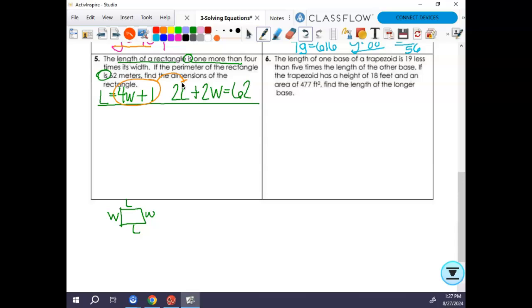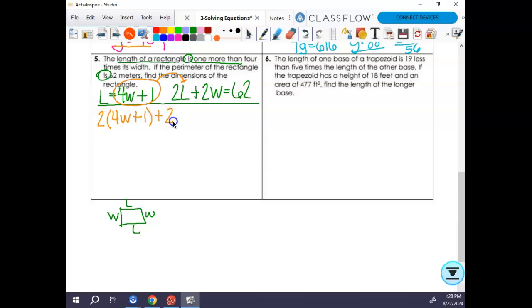So we're still just going to do substitution. This whole thing is equal to the length, right? So we're going to take that and substitute it in where L goes right there. Okay? Does that make sense? And remember, we're substituting something in with more than one term. We put it in parentheses.